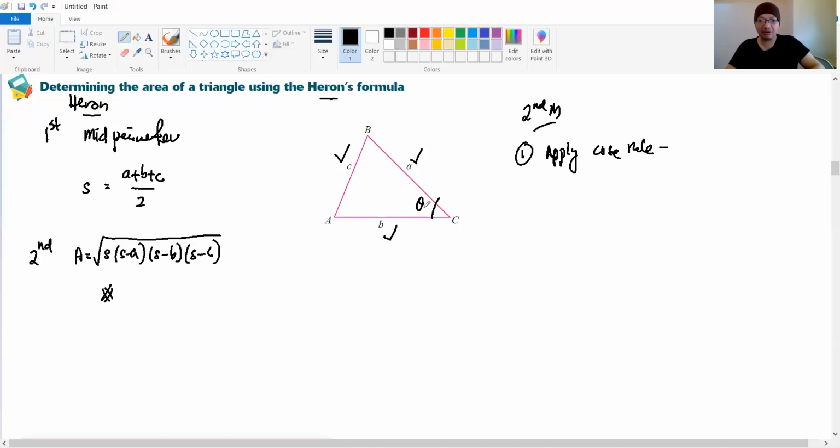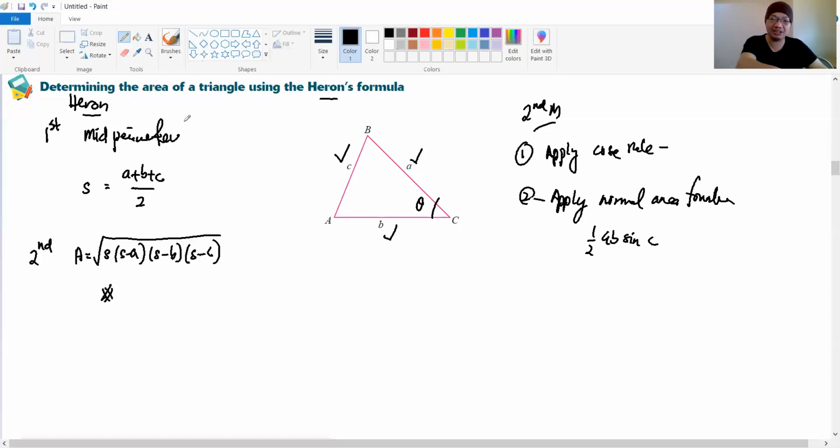After we determine this data, the second step is to apply the normal area formula. What is the normal area formula? It is 1/2 AB sine C. Your sine C will be your theta. This is your A, this is your B, and sine theta here. Easy, right? So that's why I will show you how to solve the problem. I will use the Heron because the title is Heron.